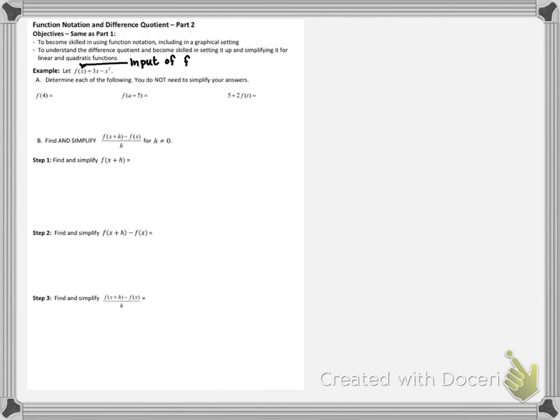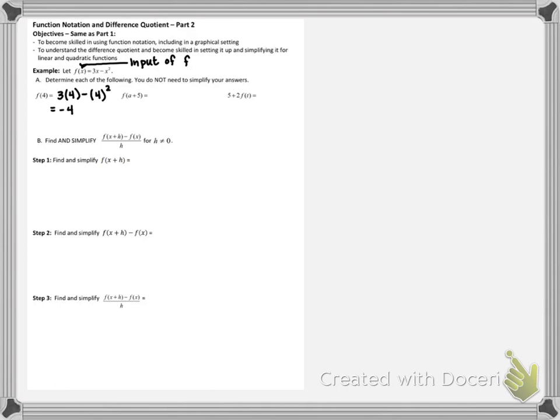So if I'm given f of 4, we replace the x in parentheses with 4, which means on the right side I'm going to replace all the x's with 4. So equals 3 times 4 minus 4 squared. So 12 minus 16, which is negative 4.